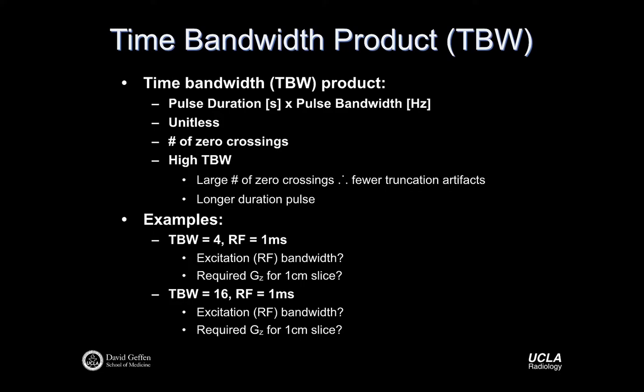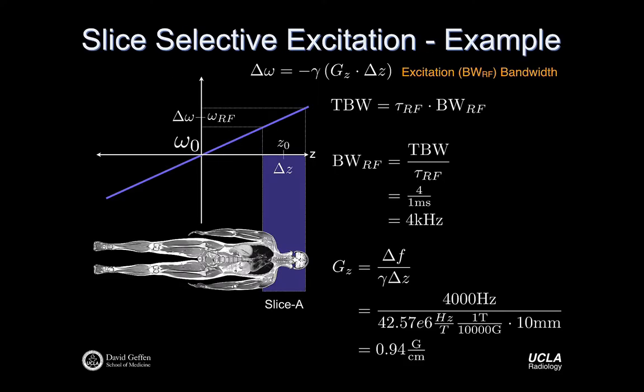So we could look at some simple examples. I think this is what happens on the next slide. We can think about a time bandwidth product for a pulse, and this is meant to be where the RF duration is 1 millisecond. So we can then calculate what's the excitation bandwidth, and then maybe what's the required gradient strength for a 1 centimeter slice. So the example's on the next slide. And then you could reconsider this if you had a much higher time bandwidth product for a pulse. So let's go ahead and look at an example. On the top here, this is the excitation bandwidth expression that I gave you a little while ago.